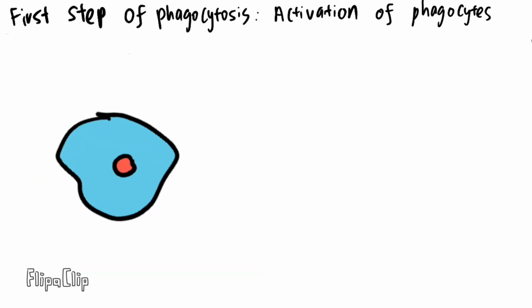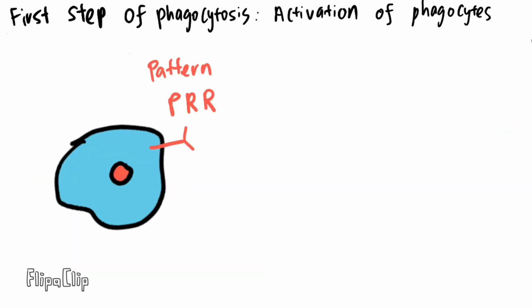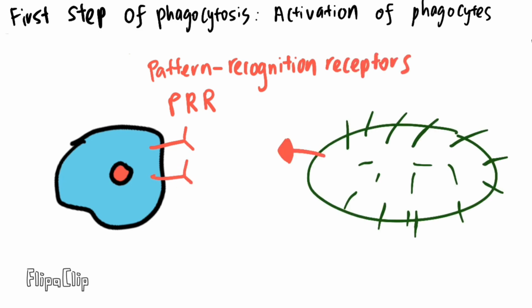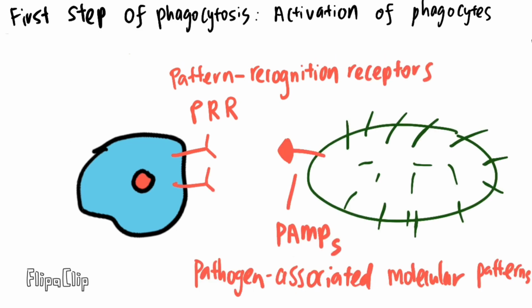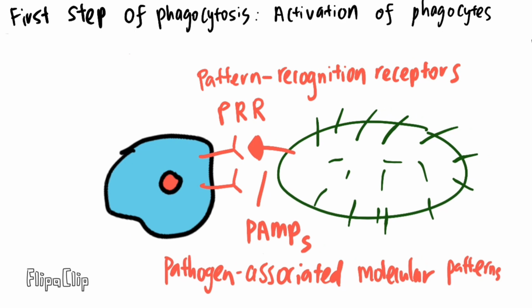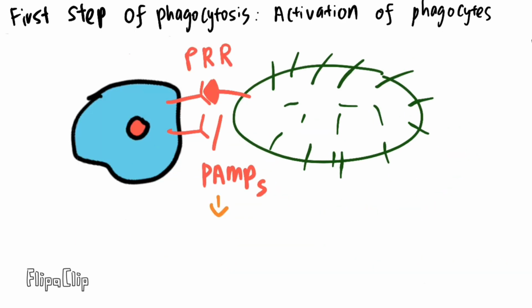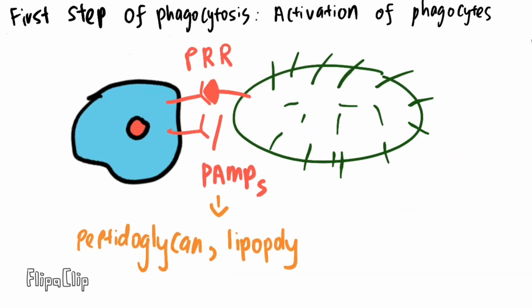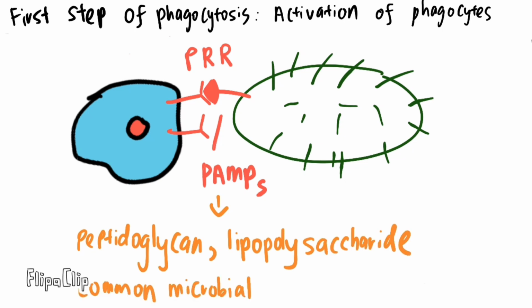The phagocytes produce endocytic pattern recognition receptors that recognize and bind to PAMPs to attach the microbe to the phagocyte. The PAMPs include peptidoglycan, lipopolysaccharide, and many more common microbial molecules.